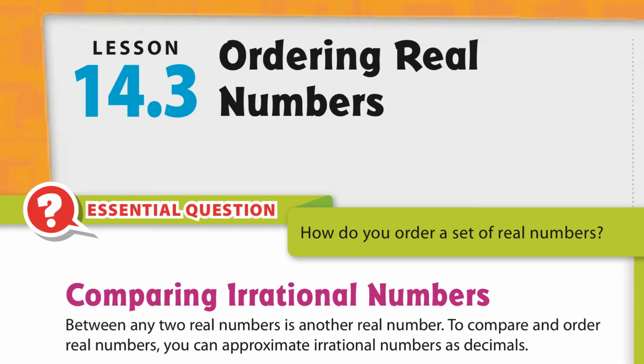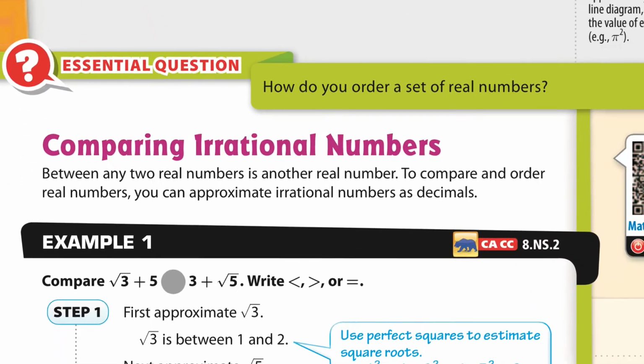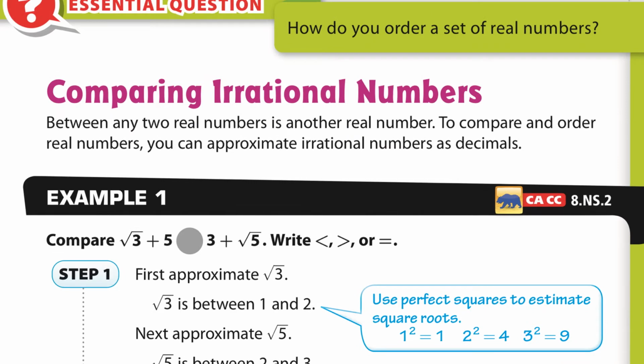Now, before you learned about real numbers and the rational and the irrational numbers, now we are going to order those, from least to greatest and so on. And we're going to talk about how to do that. So, comparing irrational numbers, which, as you remember, are part of the real number system: between any two real numbers is another real number. To compare and order real numbers, you can approximate.